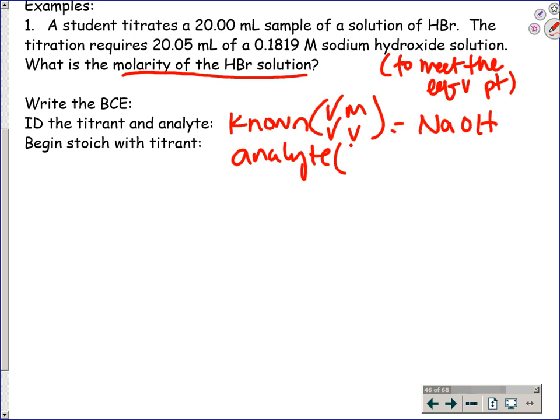Good. So hydrobromic acid. So that's our question. The analyte is who we're analyzing, which makes sense because it kind of sounds like that. And so our question is HBr. Okay, so that's nice. We can identify that very quickly. So we always want to begin the process of stoichiometry with the known. Okay, so who is that here?